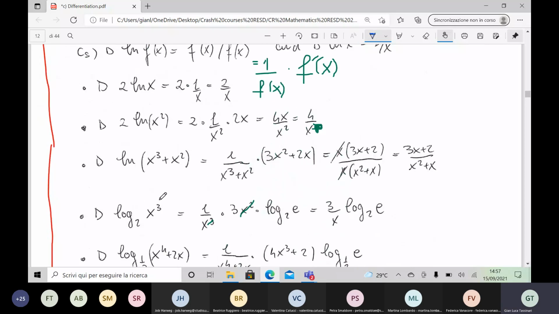So as I told you, 1 over f of x, that is 1 over x to the power 3, times what? The derivative of the argument, which is 3x squared, so times 3x squared, times what? Logarithm with basis a, so in this case, the base is 2, logarithm with basis 2 of e. Simplify what you can. So you see, I simplified the x squared with the 3, so you still have 1 over x times 3 logarithm with basis 2 of e. Okay, and I wrote it in this way: 3 over x logarithm with basis 2 of e.